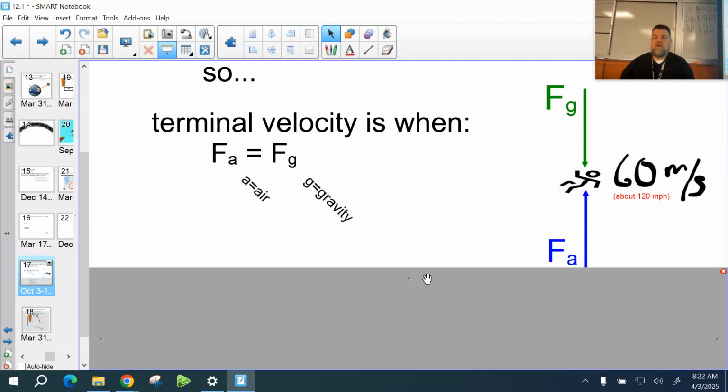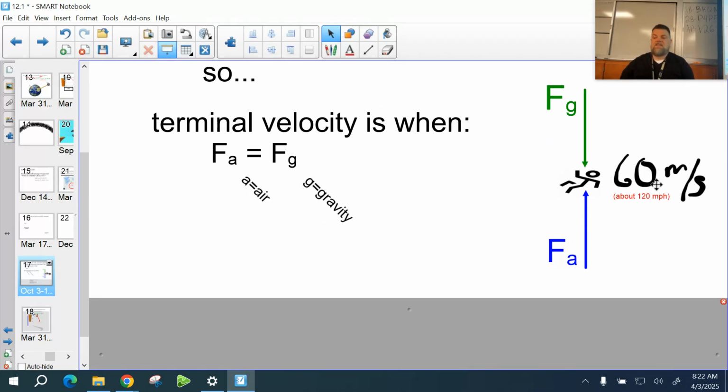Now, if you didn't have a parachute, it would look a lot like this. So actually, the terminal velocity for a person without a parachute is about 120 miles per hour. You'll never go any faster than that. Why? Because the air molecules are going to push up and gravity is going to push down, and you'll kind of lock in at the speed of 120 miles an hour or 60 meters per second.